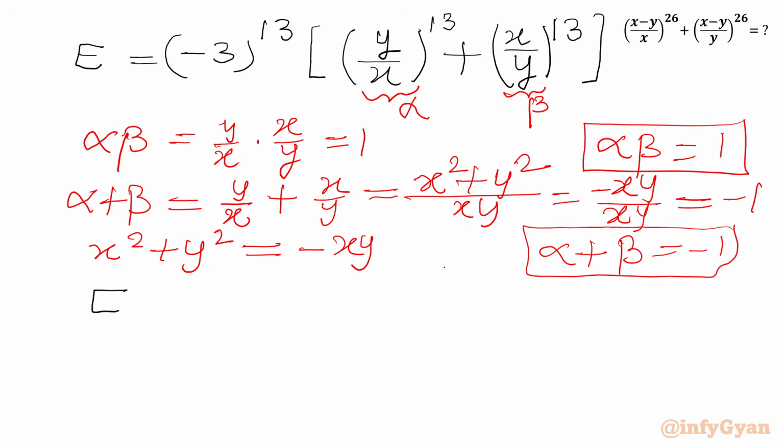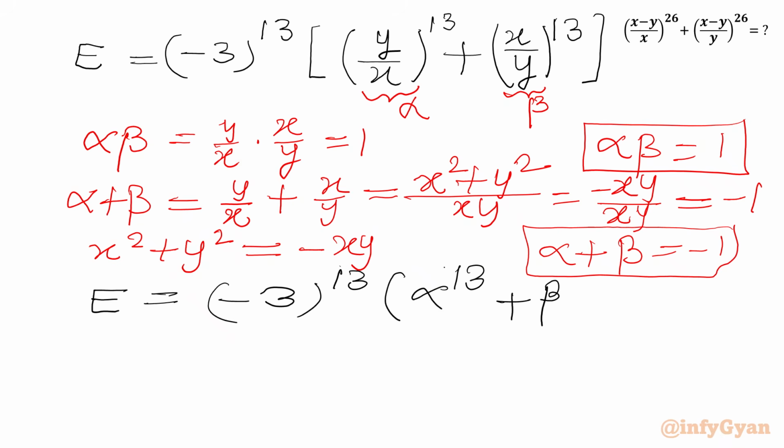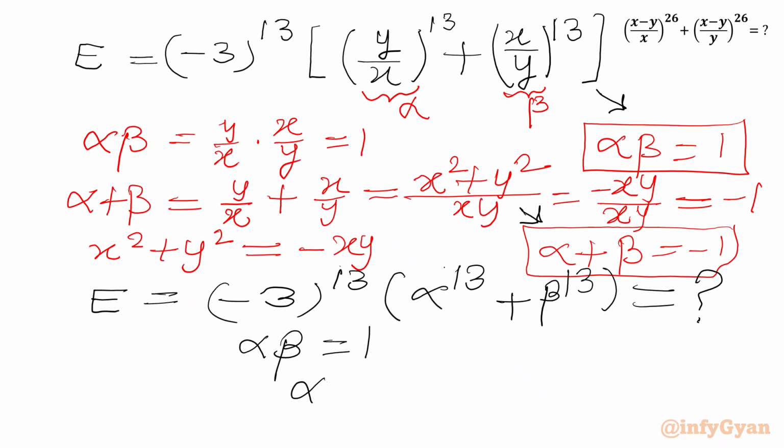Let me write here E equal to minus 3 raised to the power 13 times alpha power 13 plus beta power 13. This is our required expression. And known equations are alpha beta equal to 1, alpha plus beta equal to minus 1.